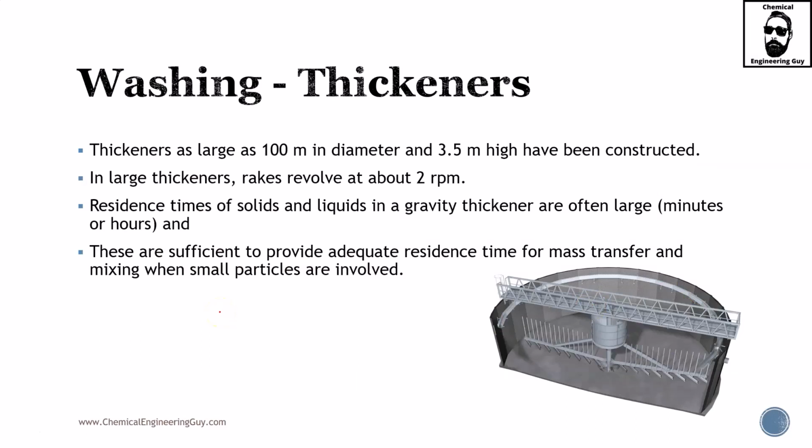Thickeners as large as 100 meters in diameter and 3.5 meters high have been constructed, which are huge. These are very common also in water processing or water treatment plants. In large thickeners, rakes revolve at about 2 RPM. Residence times of solids and liquids in a gravity thickener are often large, like hours. These are sufficient to provide adequate residence time for mass transfer and mixing when small particles are involved. So why do we take long? Because you want to force these to have the most contact between the materials.